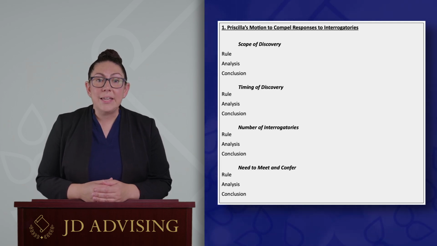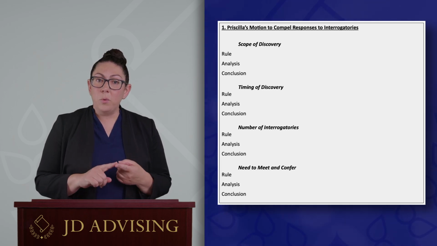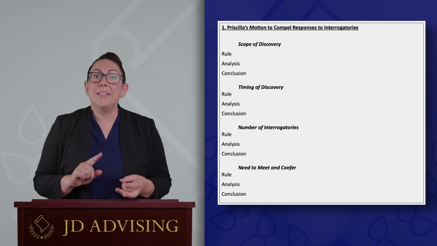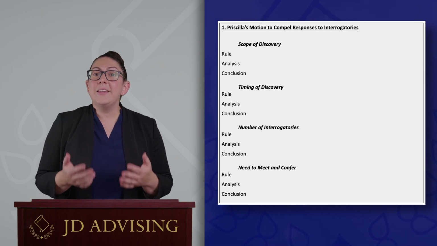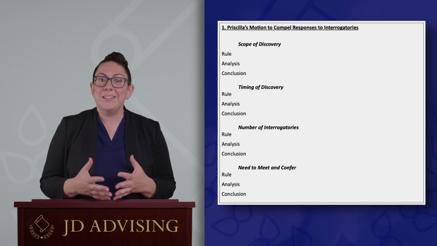If you see at least 3 paragraphs under each heading or subheading, one for the rule, one or more for the analysis, and then one for the conclusion, this is a good way to double check that you've included all of the necessary parts to your answer.